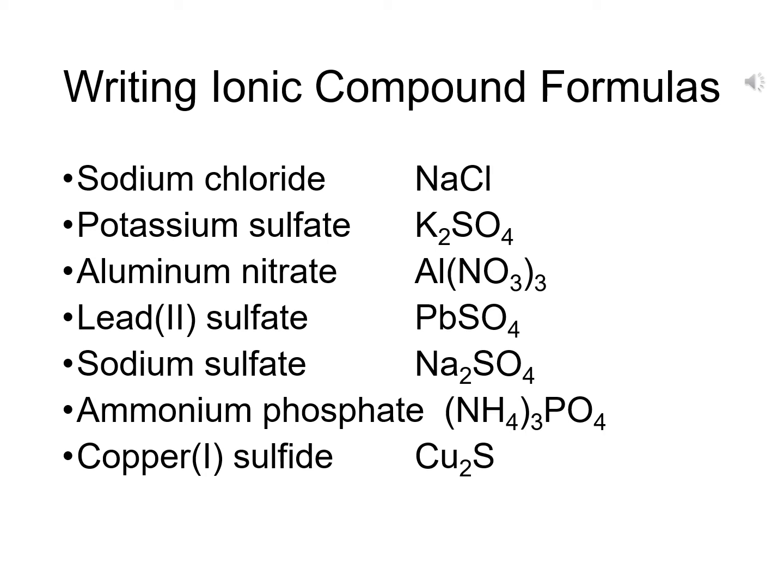Next, we have aluminum nitrate. So aluminum has a +3 charge, and we know this because aluminum is in group 3A, and the elements that form ions in that group form ions with a +3 charge. So we have 1 aluminum, and nitrate has a -1 charge. So we are going to need 3 nitrates. So 3 times -1 to give us -3 to balance out the +3 from the aluminum.